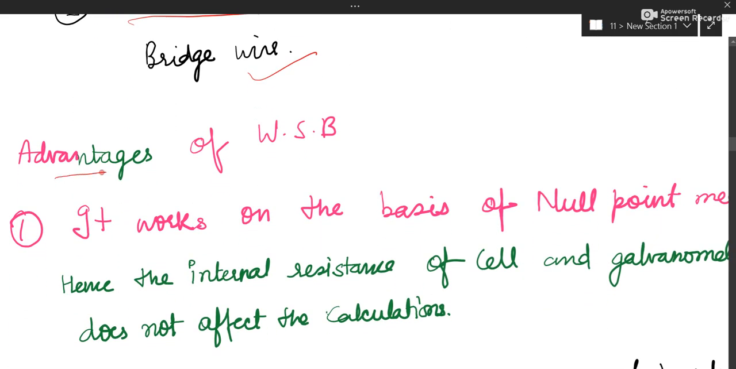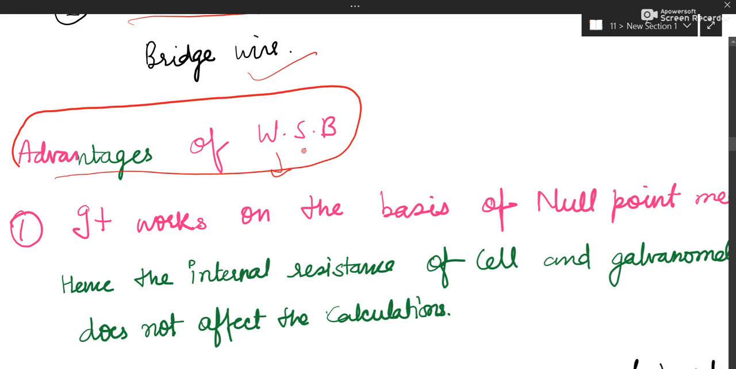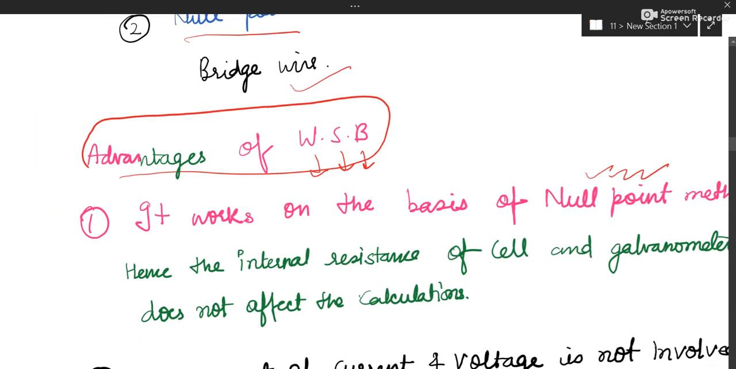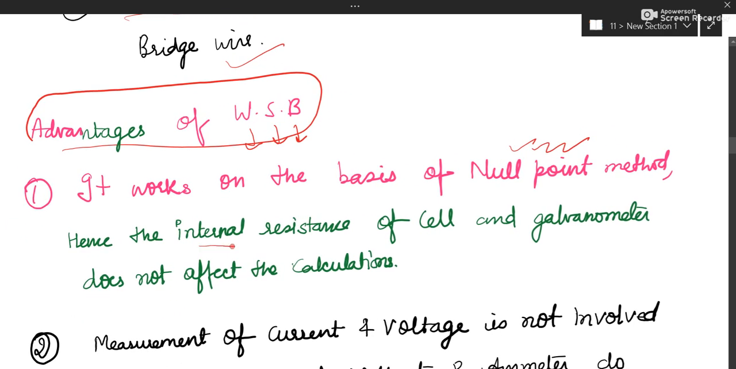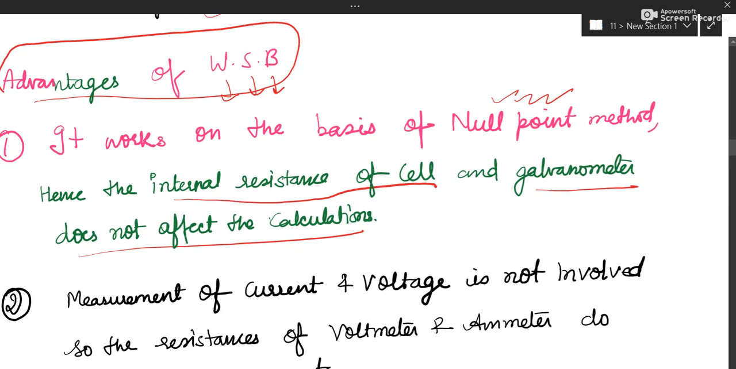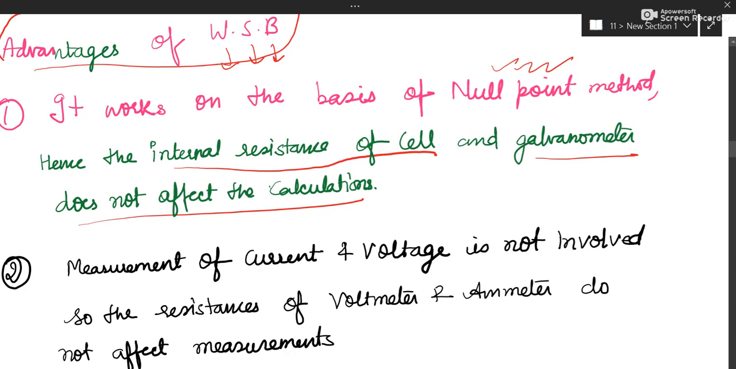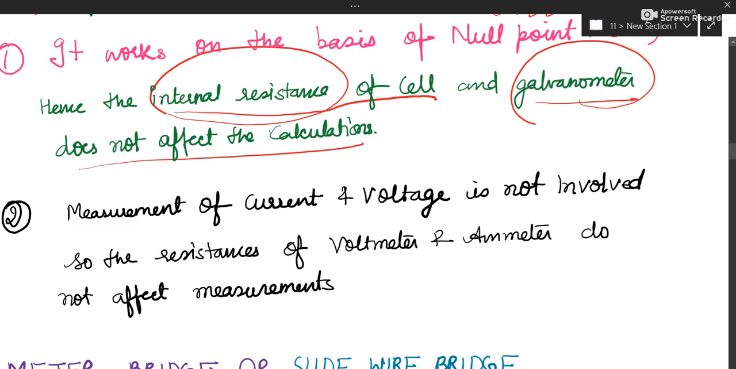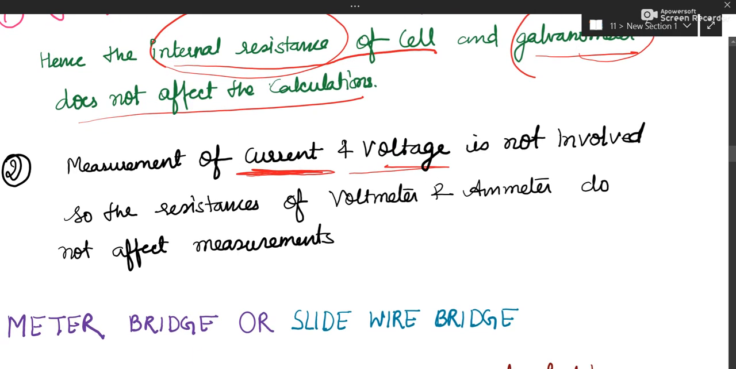Now, what are the advantages of Wheatstone bridge? First of all, it works on the basis of the null point method. In the null point method, the internal resistance of the cell and the galvanometer's resistance do not affect the calculation. Null point means no current, and no current means you are not drawing current from the cell. So the internal resistance of the cell and galvanometer's resistance do not affect the calculation. And similarly, here there are no calculations of current and voltages, because the ultimate aim is to find the unknown resistance out of the four.